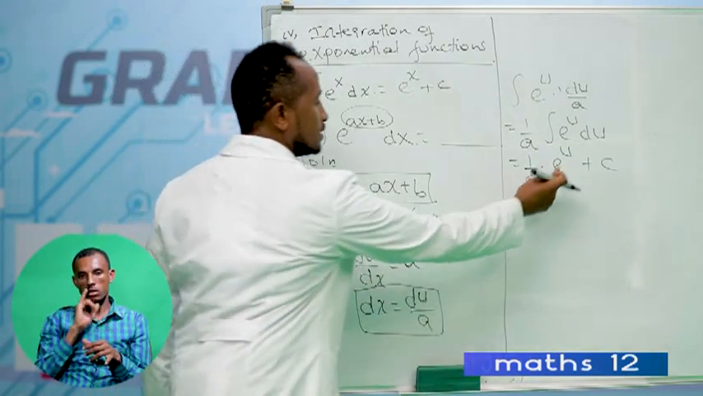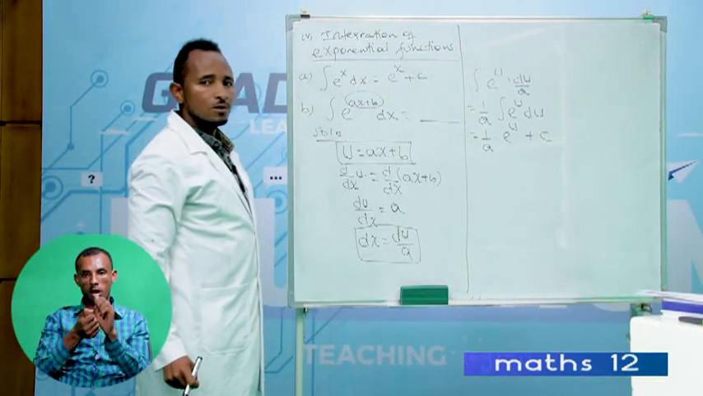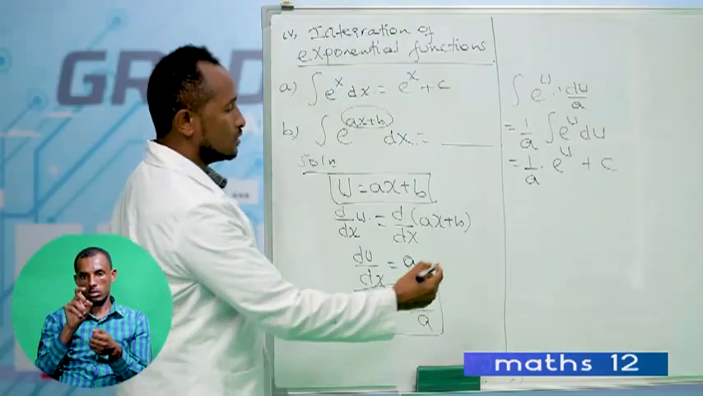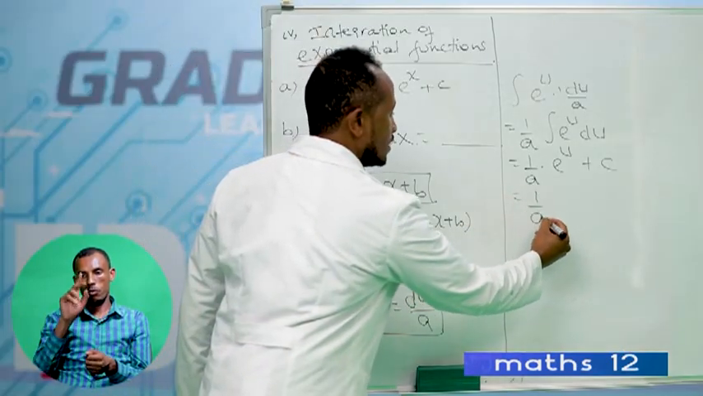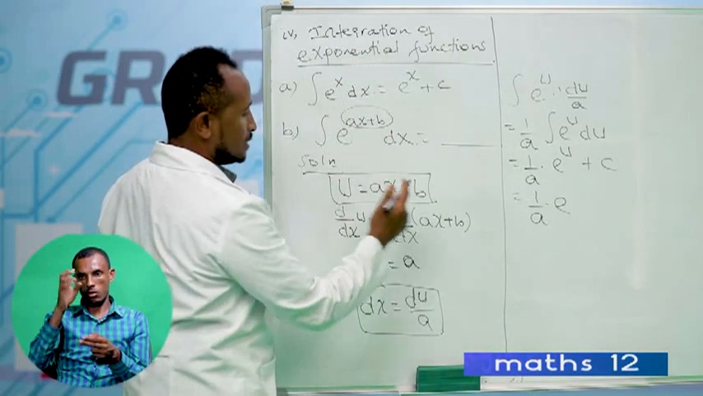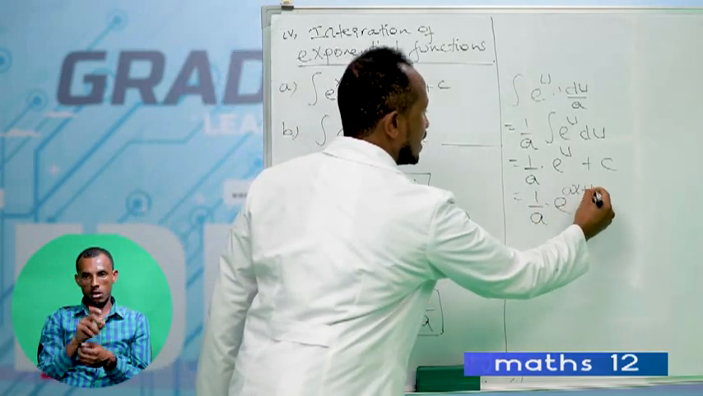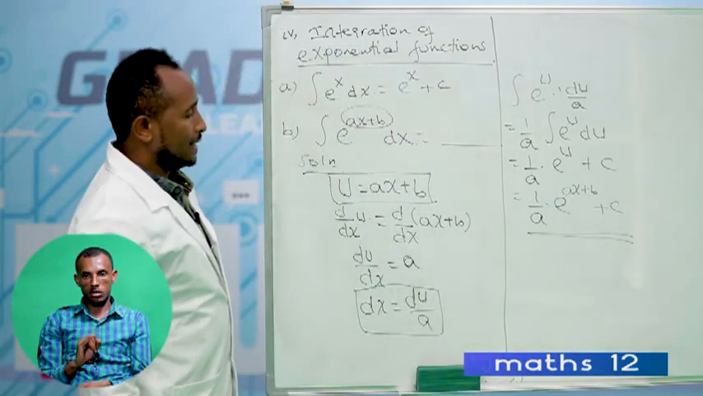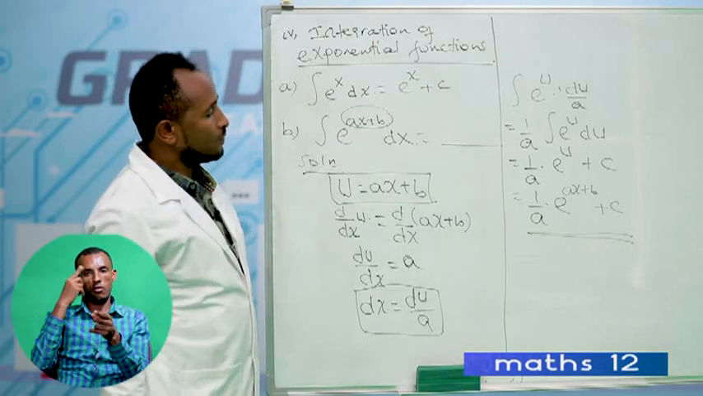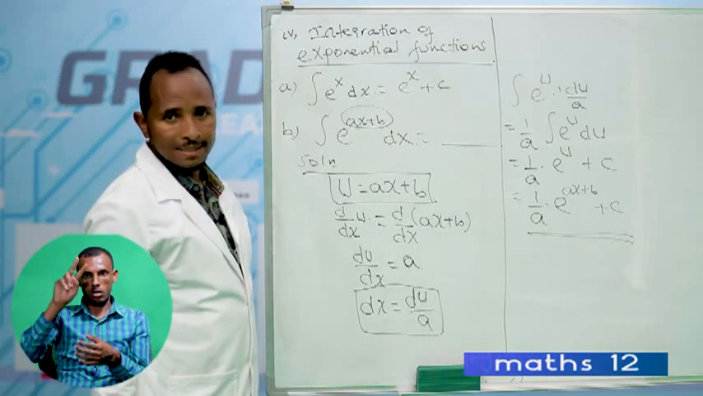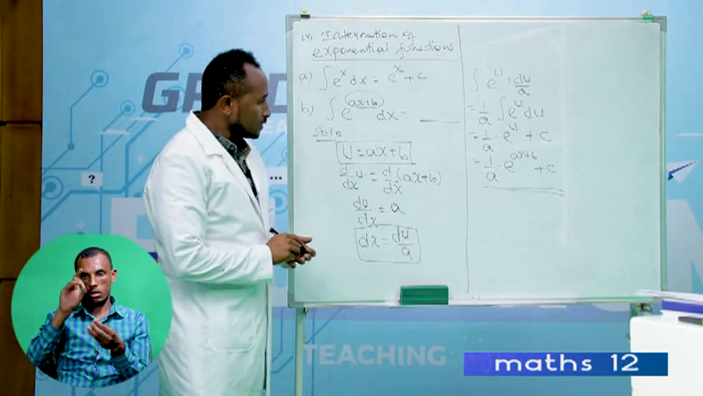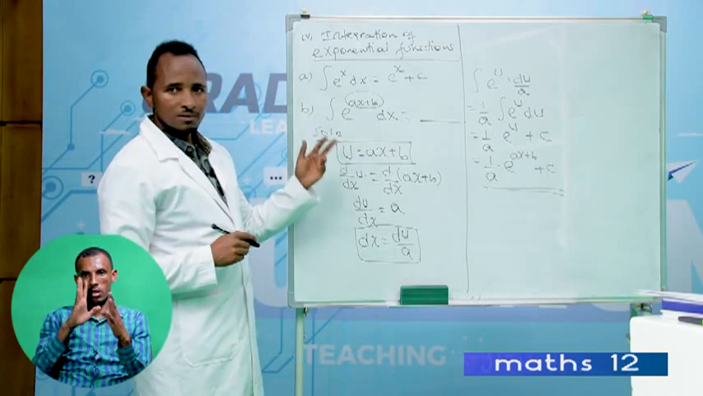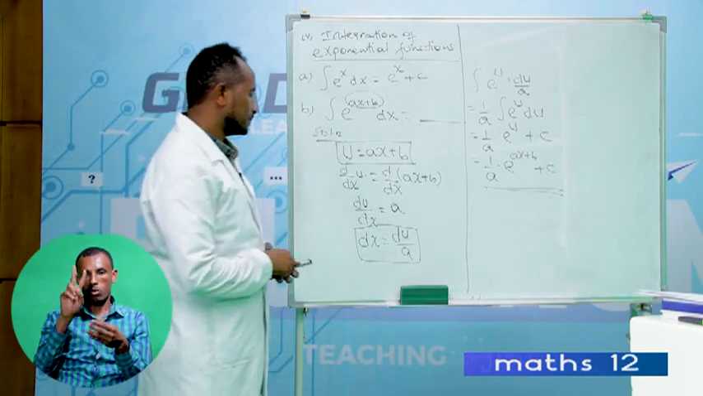But our answer, as you see, is in variable u. So I have to convert to variable x by substituting the value of u. Therefore, 1 over a times e raised to u is 1 over a times e raised to ax plus b, plus c. So this is the final answer for the integration of e raised to ax plus b dx. Now, to practice this formula, let me give you one or maybe two examples. Let's see that.